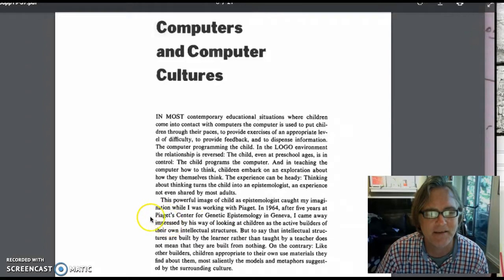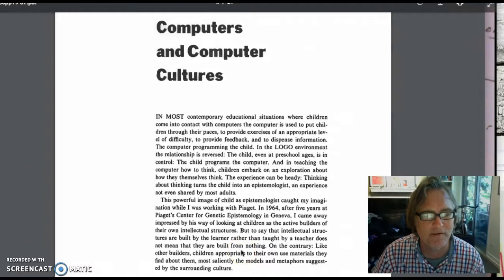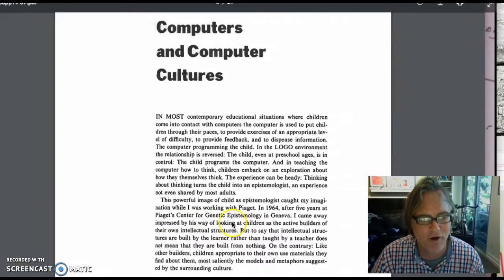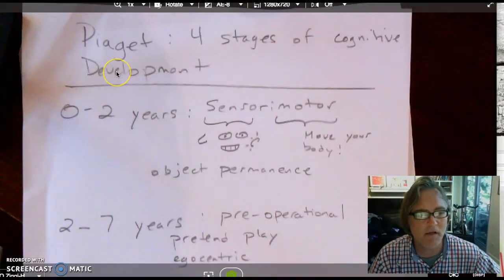So that is key. That is his key positive idea, that intellectual structure is built by the learner rather than taught by the teacher explicitly. So again, the student in Piaget's thought is constructing his own learning rather than the teacher doing that with direct instruction. And this came up in class a lot, and I just wanted to talk about it real quick.